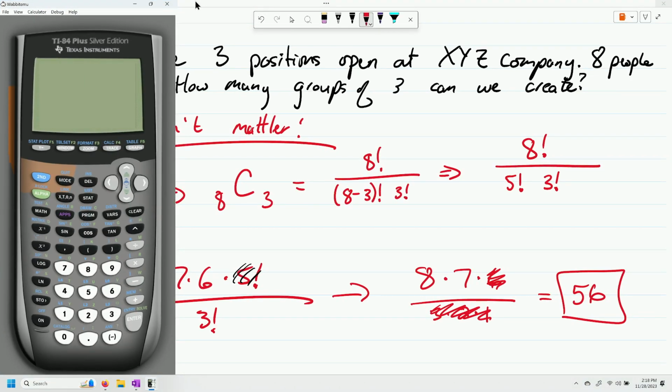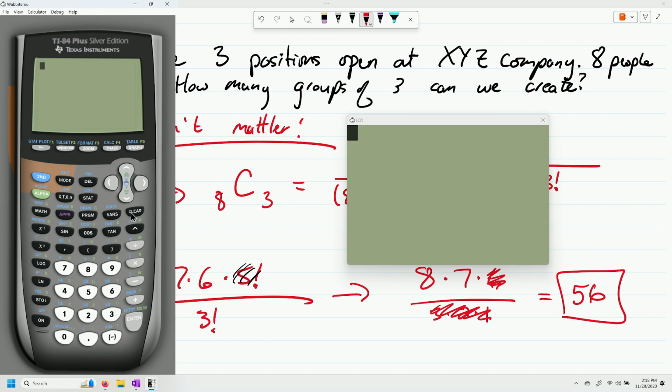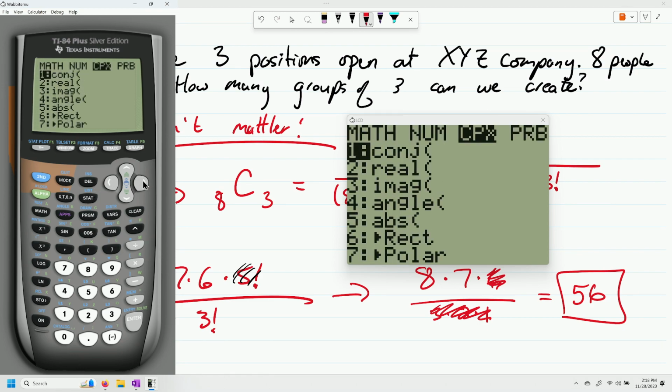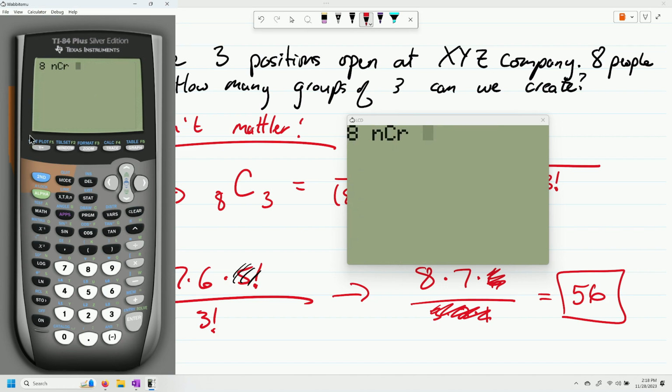So here's our trusty TI-84 again. All right. Now, once again, there is a combination button on the calculator. So we're going to do 8, hit the math button, go over to probability, and we're going to choose nCr. So it's 8 nCr 3, we hit enter, and we get 56 again, which is exactly what we should have gotten.